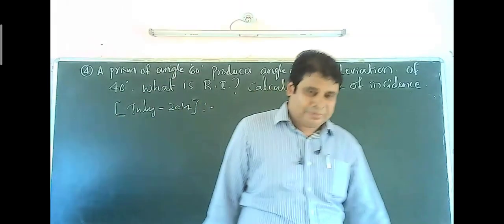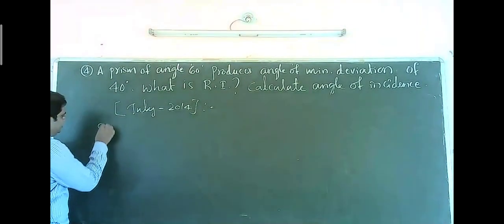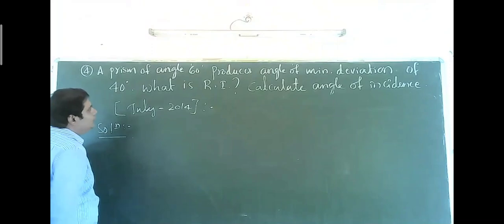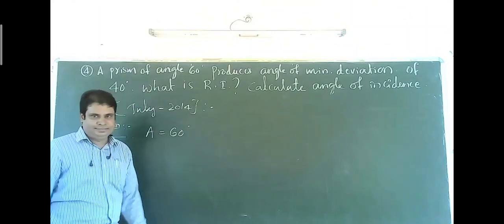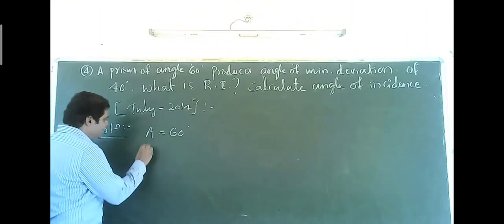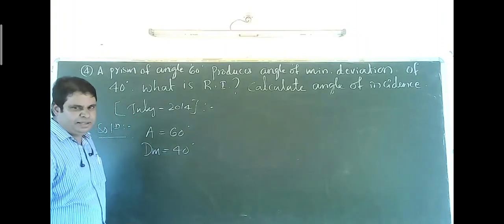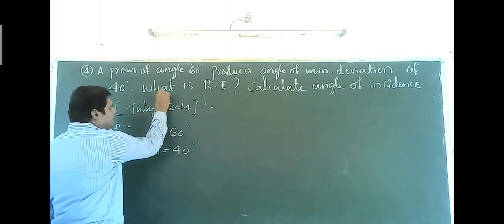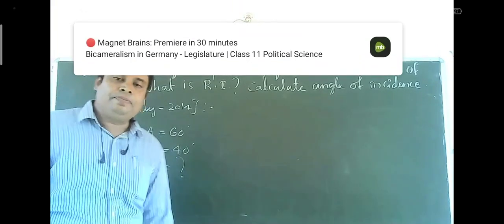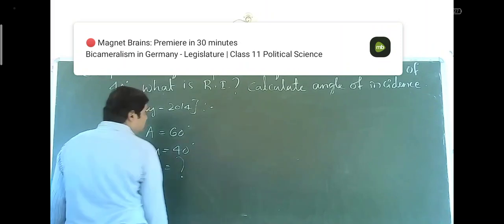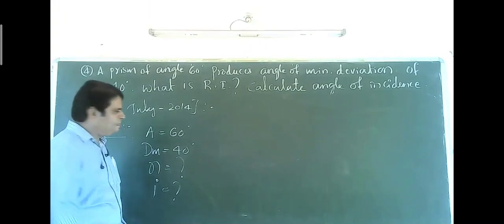Okay. Let us first try what is given in this solution. Angle of prism A is equal to 60 degree. Angle of minimum deviation dm is equal to 40 degree. Simple problem, very simple problem. What is the refractive index? n you have to calculate, the refractive index of the prism. Also the angle of incidence. Which formula? Simple.